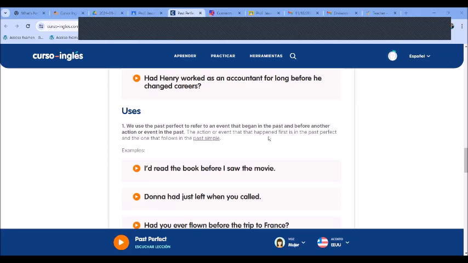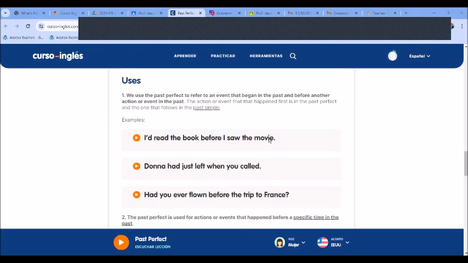Saul, I believe you were one of the first ones to try to connect today. Let's look at one of the uses of past perfect. Read for us. We use the past perfect to refer to an event that began in the past and before another action or event in the past. The action or event that happened first is in the past perfect, and the one that followed in the past simple. Good. All right, examples.